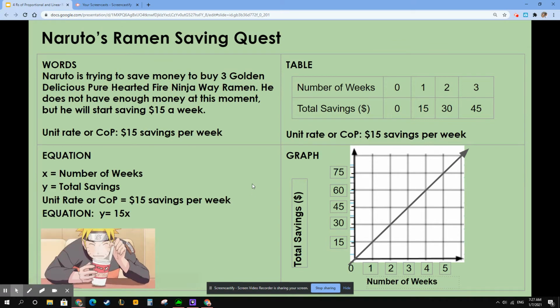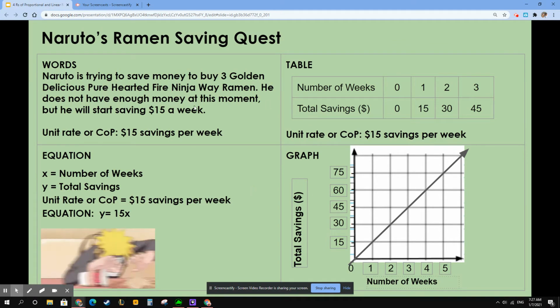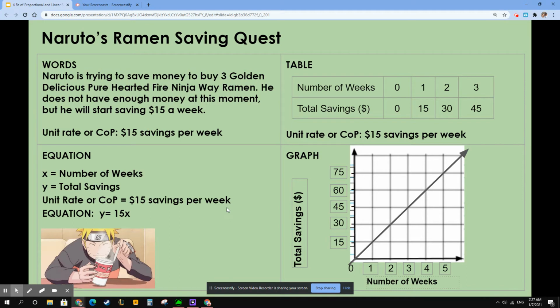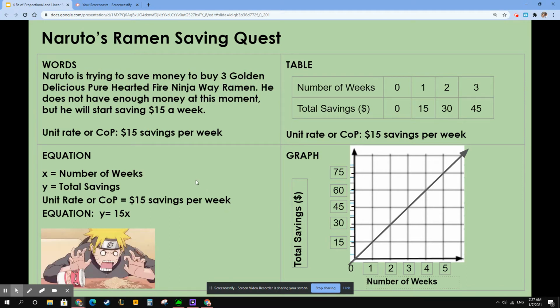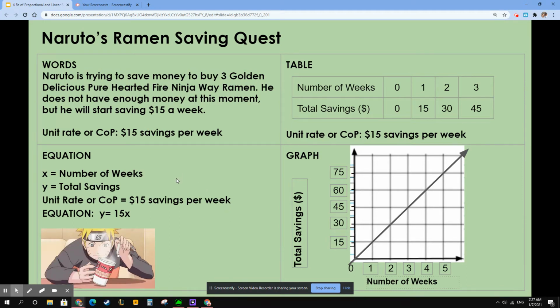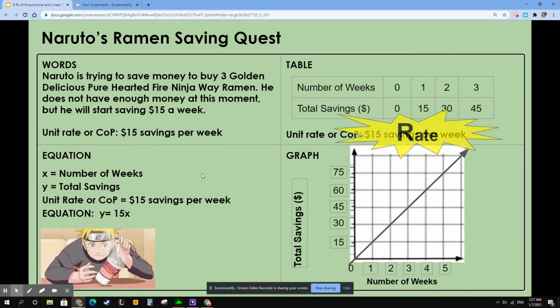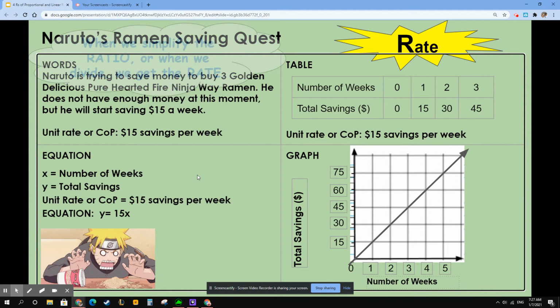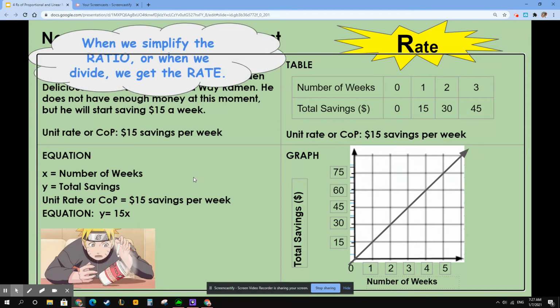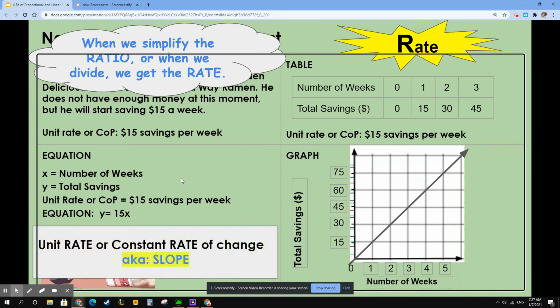The last R is the one that ties everything together, and that's usually the thing that we need when we're trying to get information from any of these representations, and that is the rate. When we simplify the ratio or when we divide, we get the rate. We specifically look for the unit rate or constant rate of change, aka slope, if you can remember it.